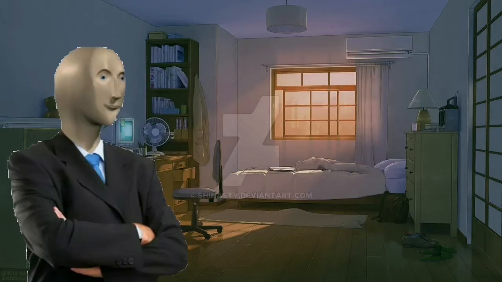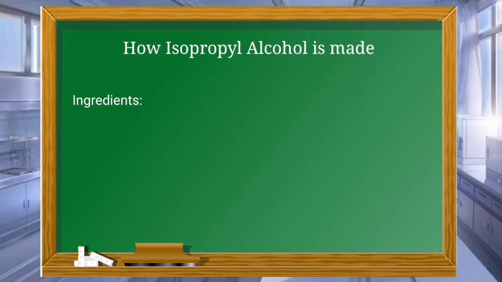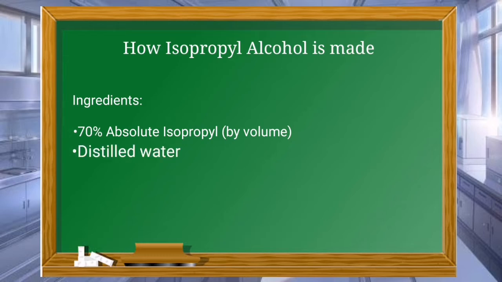Now that we have learned how alcohol kills bacteria, how exactly is isopropyl alcohol made? Well, not many scientific processes are in making isopropyl alcohol. Basically, you would only need to combine 70% by volume of absolute isopropyl, and the rest is distilled water, denaturants, and perfume oils.